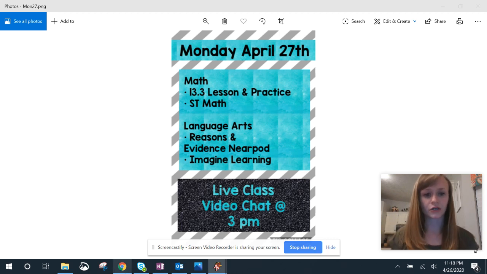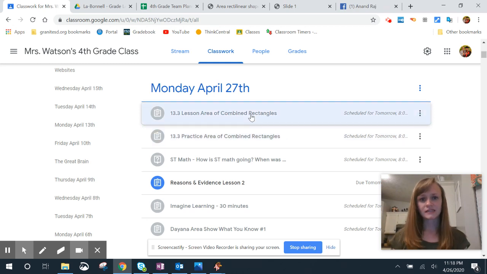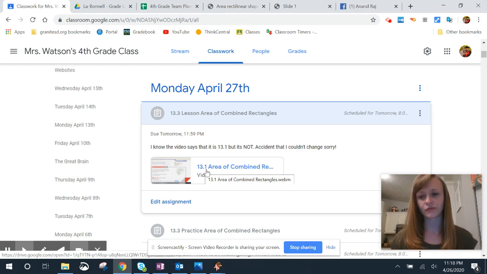Let's look at Google Classroom. So first, there's the lesson area of combined rectangles. It's in Google Classroom. It says 13.1, but it really is 13.3. So I wrote that on there so you wouldn't forget.